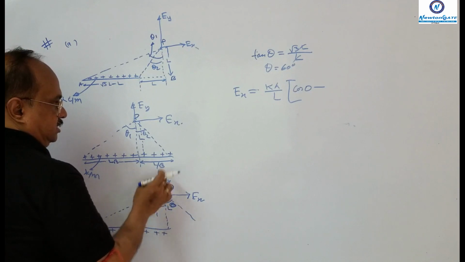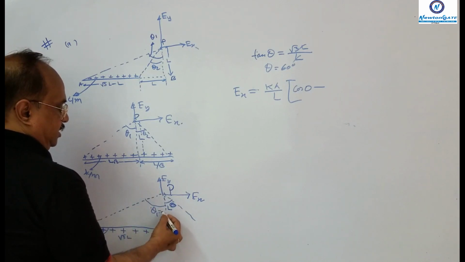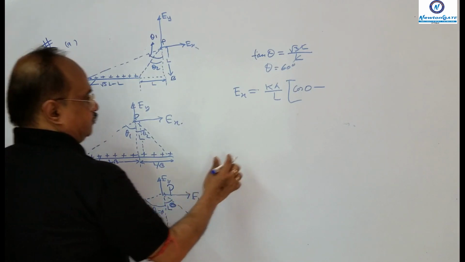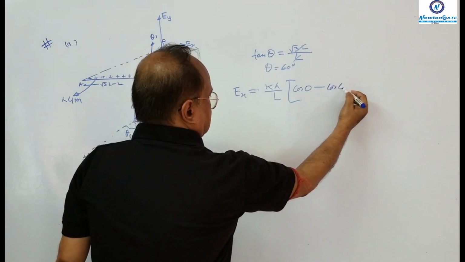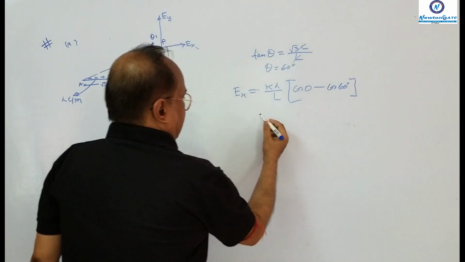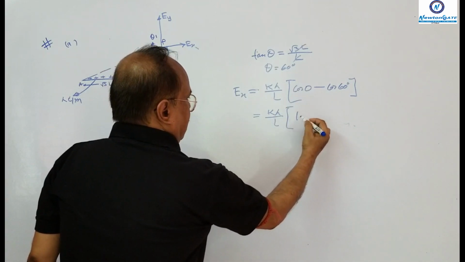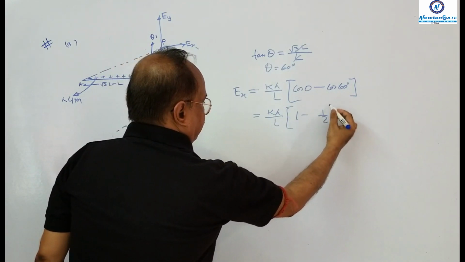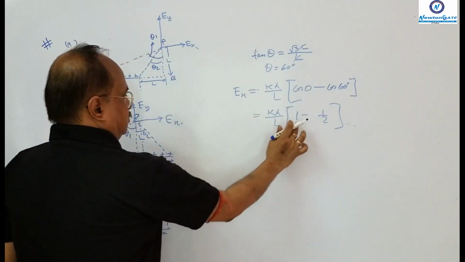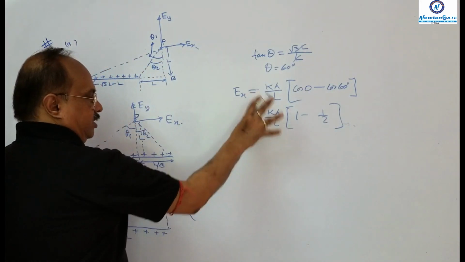So this you will take as theta 1, or theta, that will be cos 60 degrees. And you know that k lambda by L, cos 0 is 1 minus cos 60 degrees is half, and you calculate Ex, that is 1 minus half, which is half.